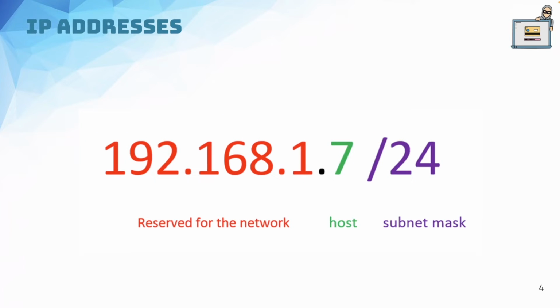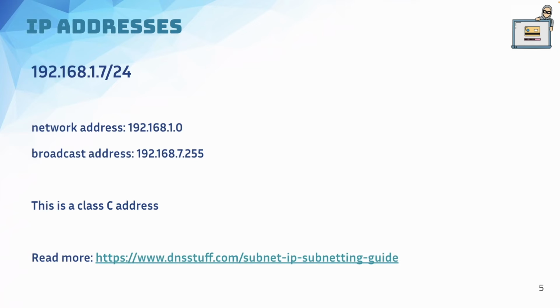This, what you see on screen, is an IPv4 address, and here we have the first 3 groups, so 192, 168, and 1. These are reserved for our network. And then we have a host on that network with a subnet mask. That subnet mask is /24. We'll get more into that a little bit later.